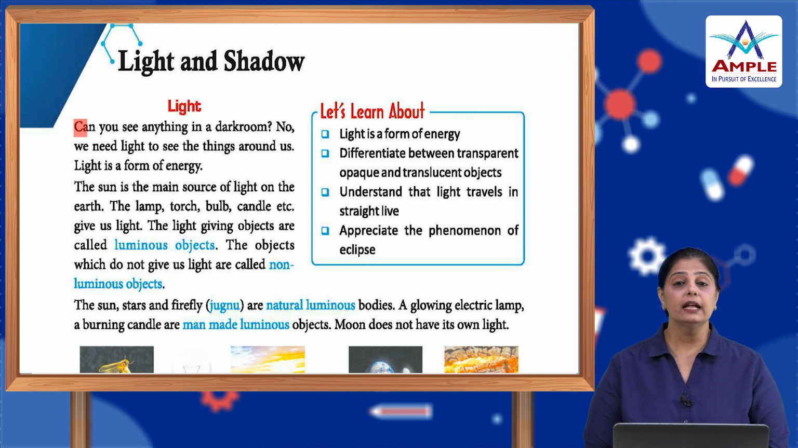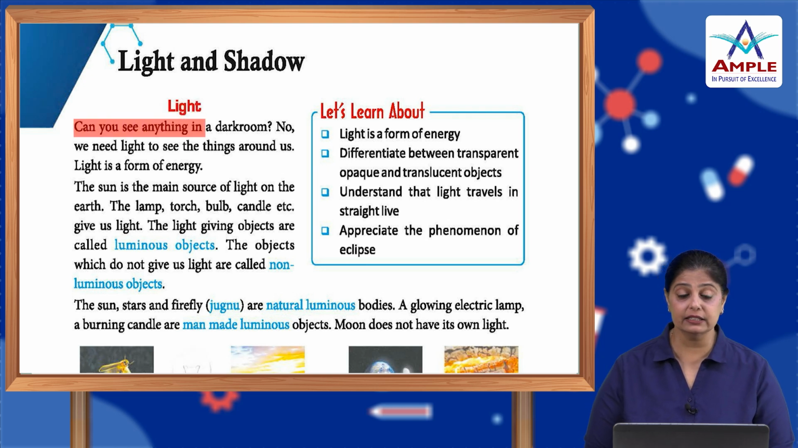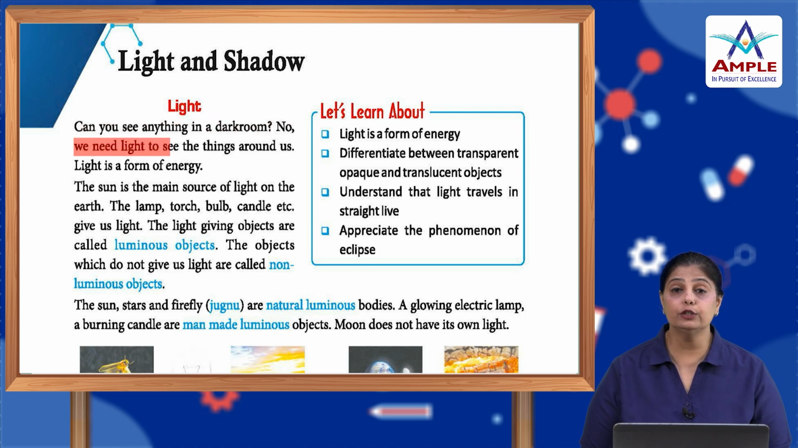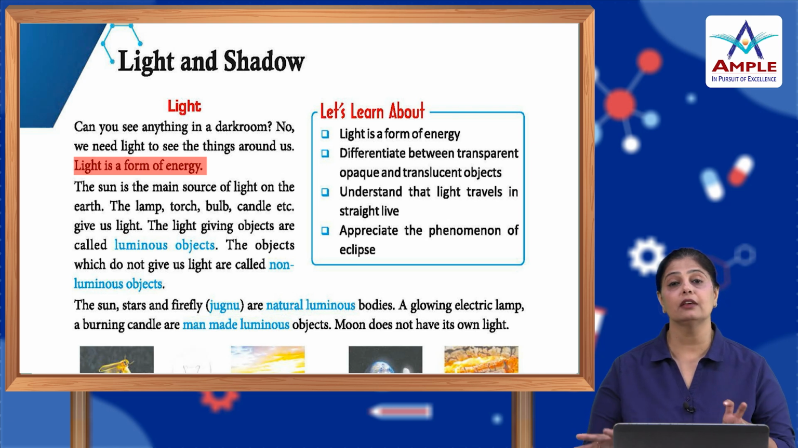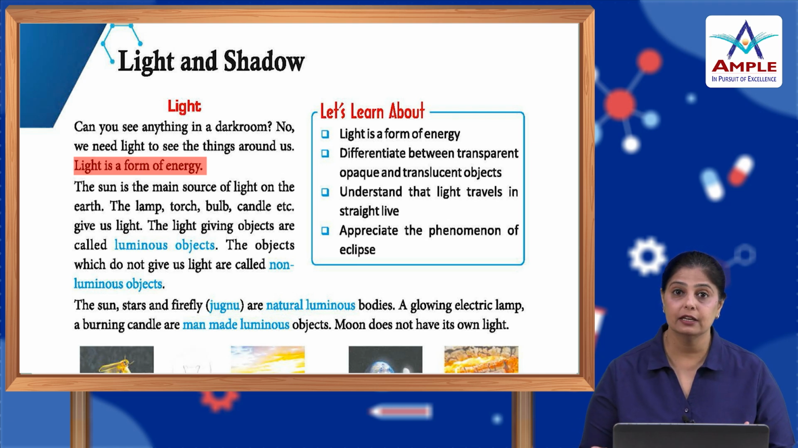So, can you see anything in a dark room? No. We need light to see the things around us. So, what is light? Light is a form of energy. Without light, we will not be able to see at all. We will just be touching things to find out what they are, but we will not be able to see them unless there is at least a little light.